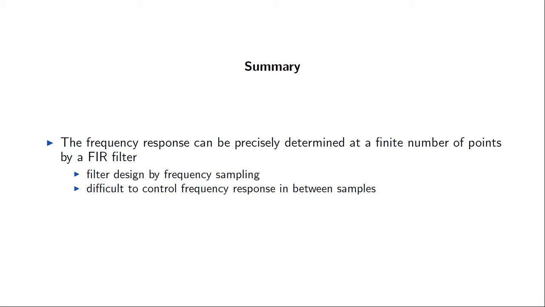However, one of the drawbacks of this design method, as we saw, is that it's generally difficult to control the frequency response in between the sample points. So even if we increase the number of sample points in order to try to control the frequency response, we still have an increased number of gaps where the filter can behave badly, so to say. And this is one of the main reasons that this frequency sampling approach to filter design is not so widely used in practice. But there are other better methods, and we'll look at one of those methods next.